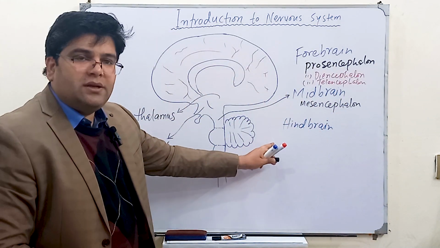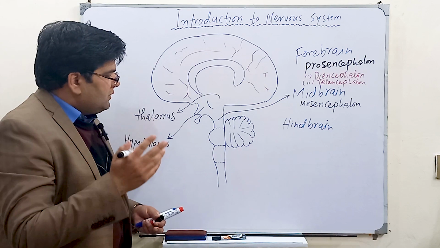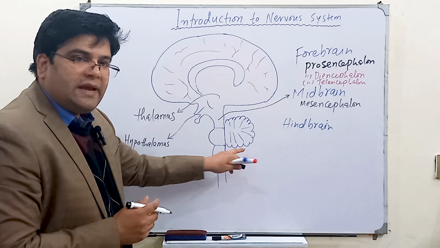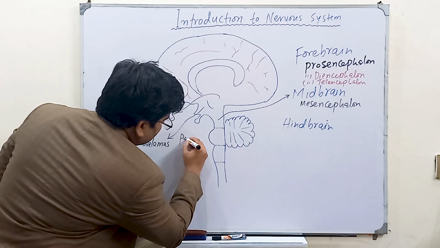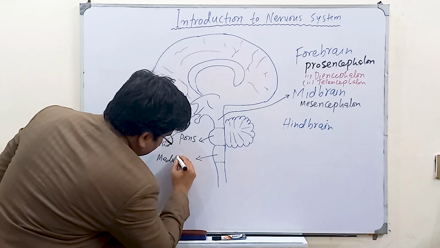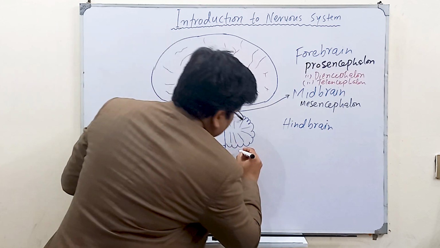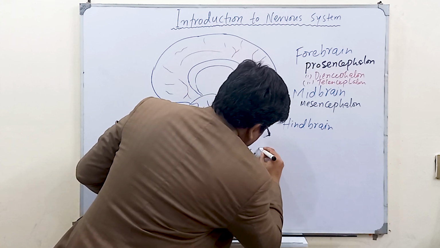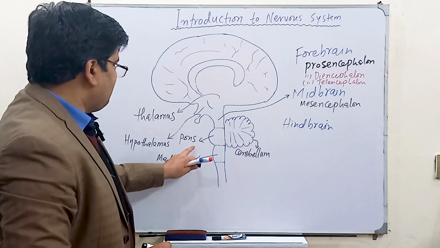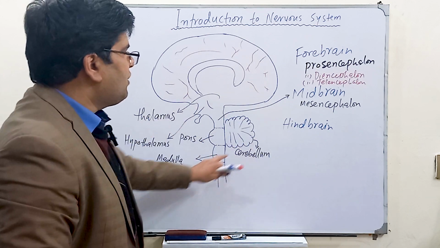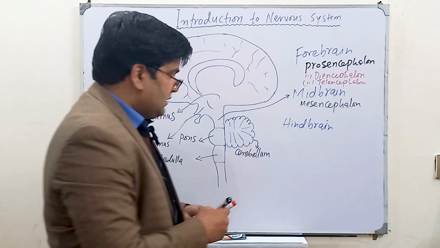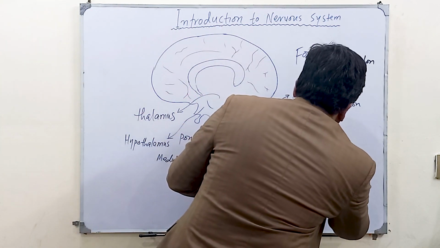And hindbrain is a collective term for three parts: pons, medulla, and cerebellum. So here this is pons, this is medulla oblongata, medulla, and here this is cerebellum. So these three structures, pons, medulla, and cerebellum, they are collectively called as hindbrain. And the other term used to describe hindbrain is rhombencephalon.